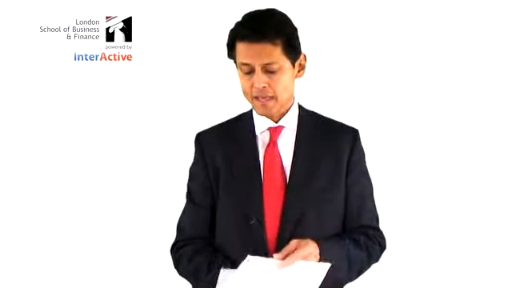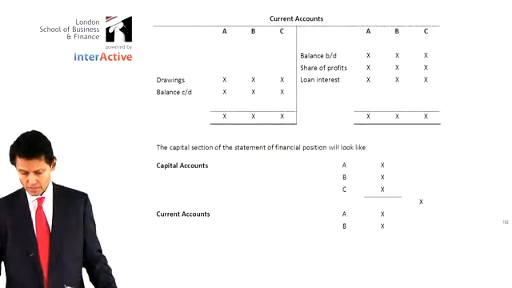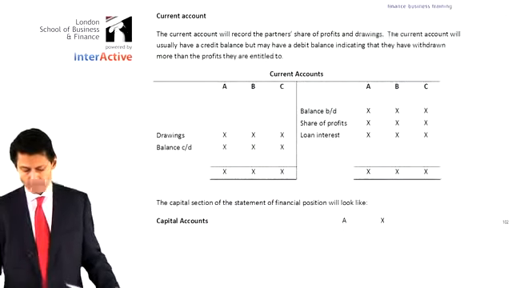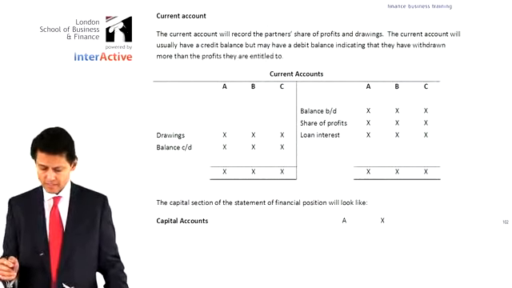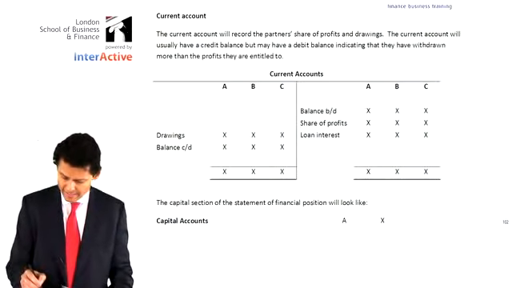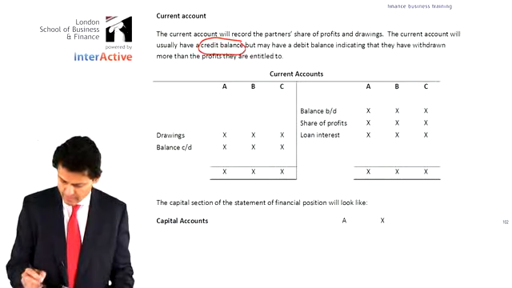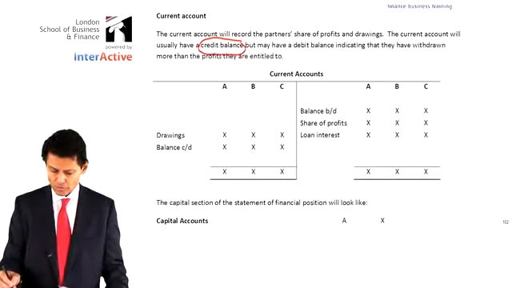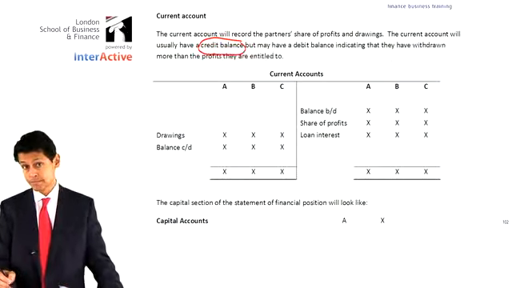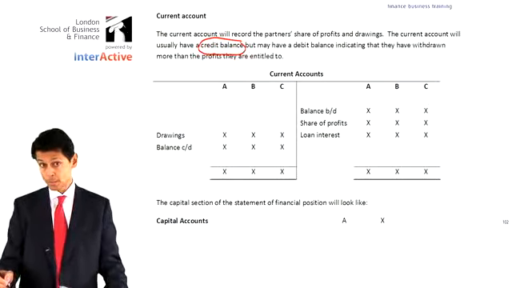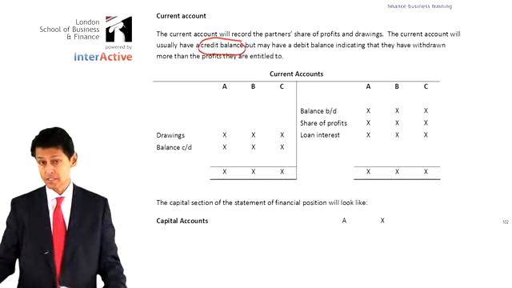And so we come to the last page of our note, which is the current account section. The current account will record the partner's share of profits and drawings. The current account will usually have a credit balance. Let's highlight that, a credit balance, but may have a debit, indicating that a partner might have withdrawn more than the profits they are entitled to. So that is just about possible, I suppose. It does also depend on the opening balance, whether they had any money in there in the first place.